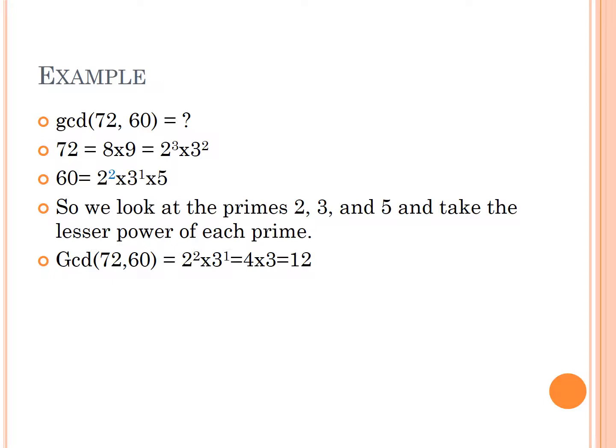12 is the GCD. If I've done this right, 12 should divide 72. And it does. It's 12 times 6. 60, 12 divides it. That's 12 times 5. And the 6 and the 5 we just got as the quotients don't have anything in common, as far as factors go. So I know I have the GCD.